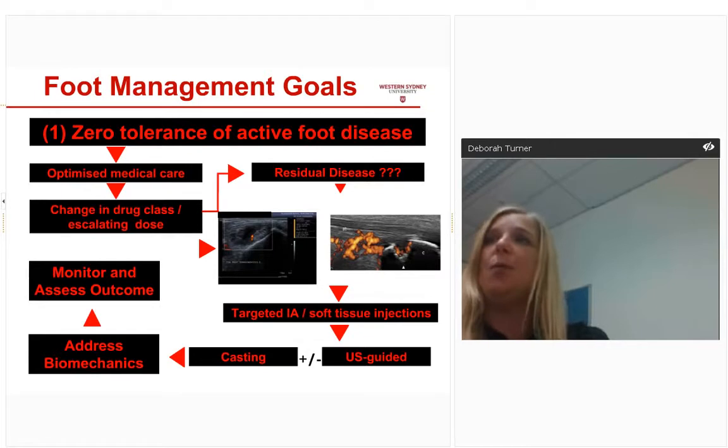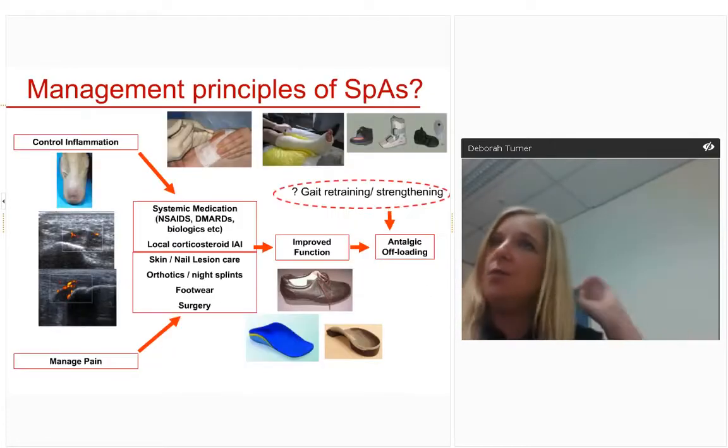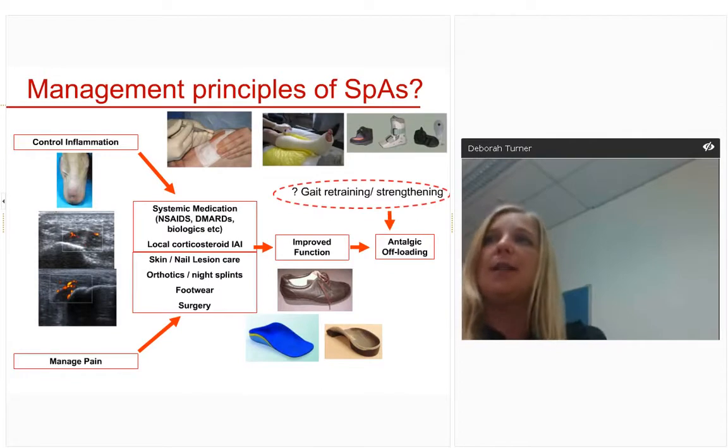biomechanics. And this is the typical approach that we would tend to use in patients with spondyloarthropathies, where we would look to try and control inflammation with both pharmacological management and local steroids, combined with optimizing foot function and gait retraining, with a view to being quite aggressive at switching that active inflammation off.